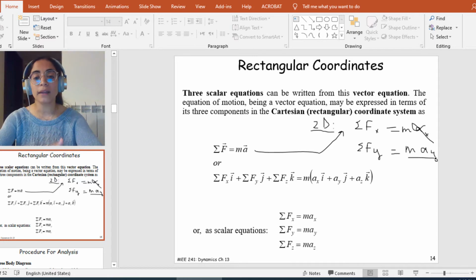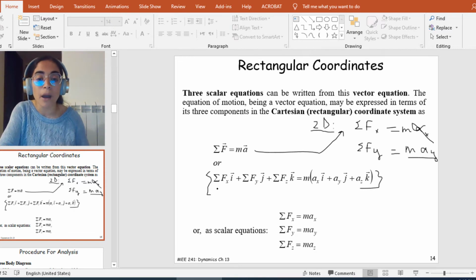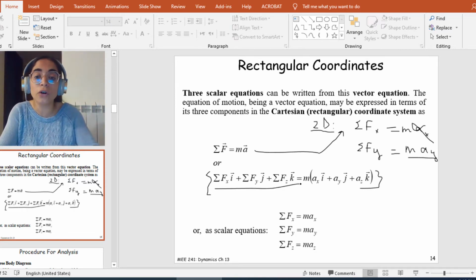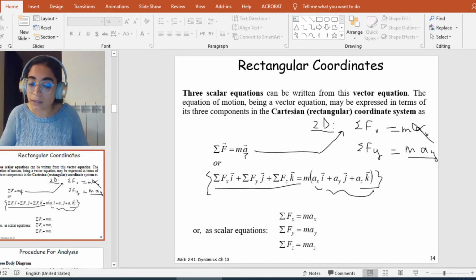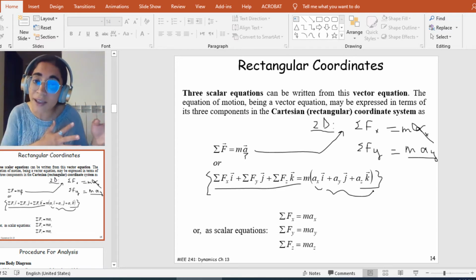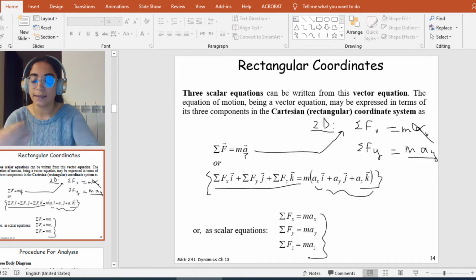Now, if I am at a 3D case, or if I don't want to convert this equation into scalar form, I can use the vector form equation, all right? So I can, for example, sum up these forces in vector form, and in this case the resultant a will be, of course, ax i plus ay j plus az k. So it's up to you. How do you want to do it? You can do it in vector form or you can do it in scalar form like in this case here.